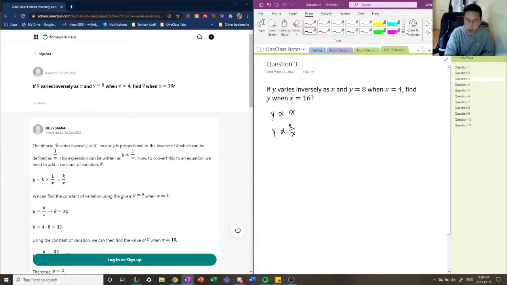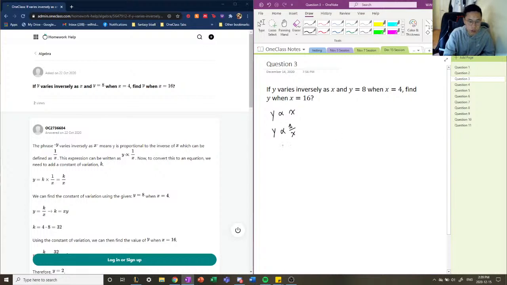And when y grows smaller, x grows bigger. When y grows bigger, x grows smaller. Okay, so that's what it means when it says y varies inversely. So in the question, we know that there's a proportional relation between y and x, and it's an inverse proportion. Given that, and given an example of this, we can find the relation between y and x.